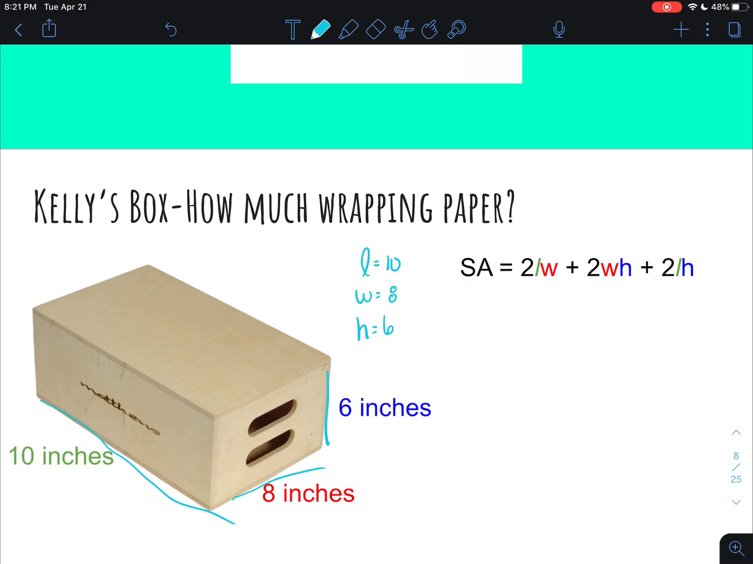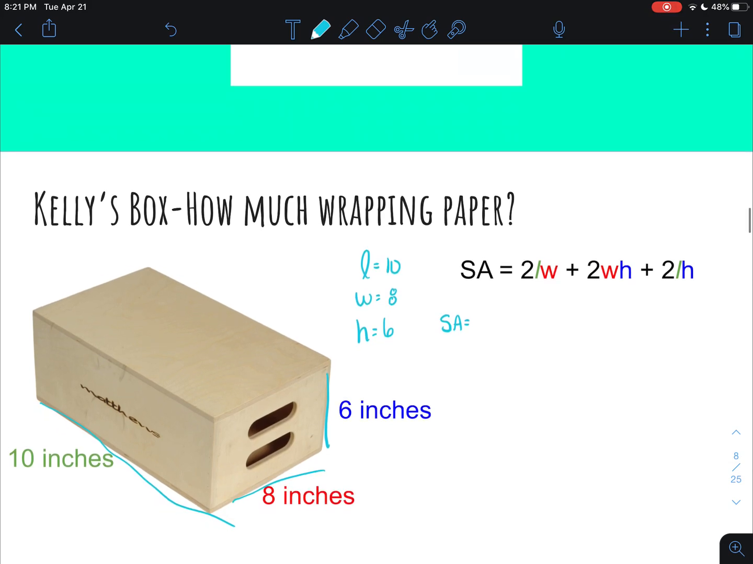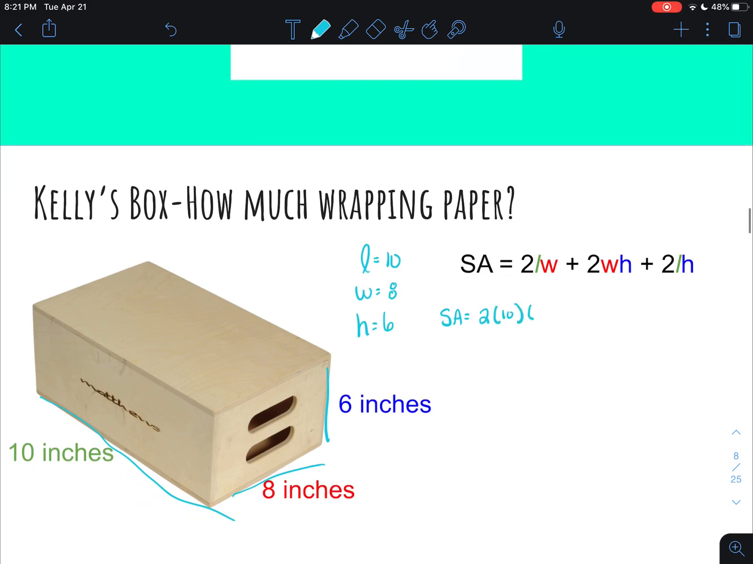So then go and plug all of those values in for the variables right in one shot. So surface area equals 2 times the length of 10 times the width of 8 plus 2 times the width of 8 times the height of 6 plus 2 times the length of 10 times the height. It's super long, but literally just follow the formula and you will be okay.